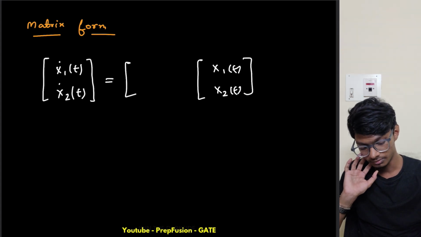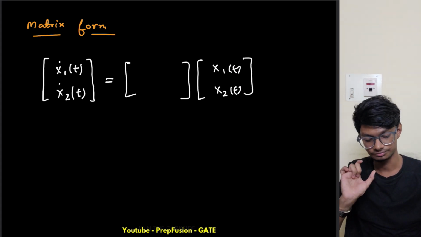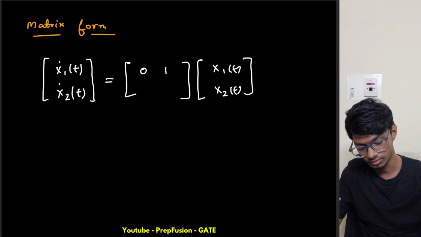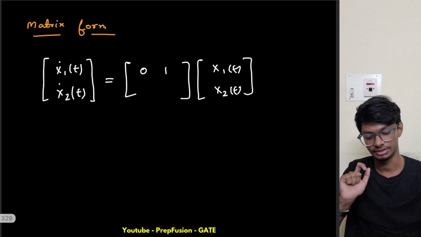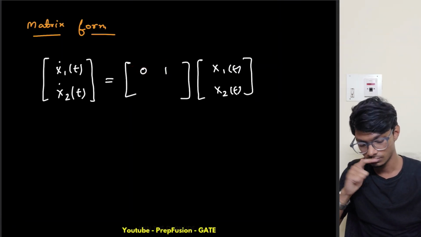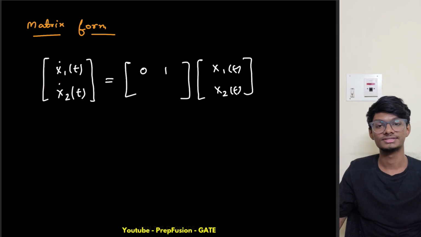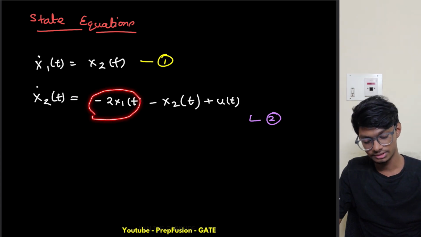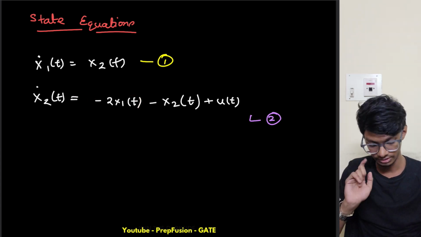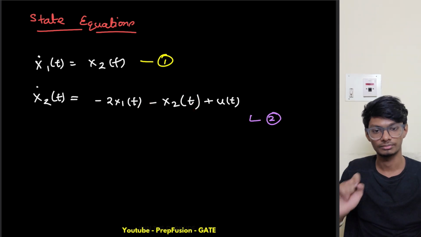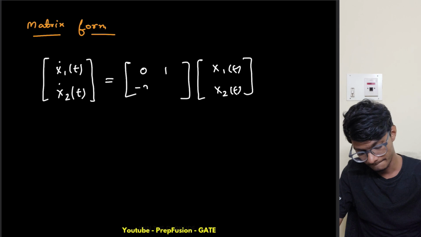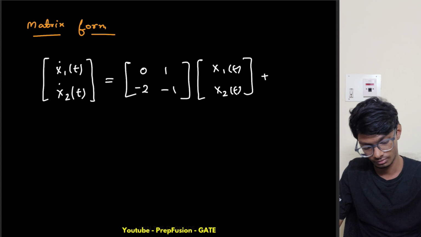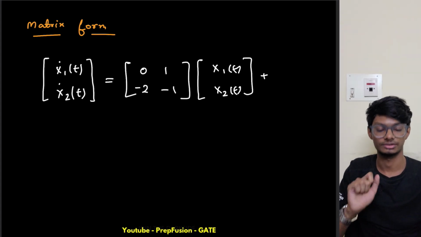So what do I multiply to only get a function of x2 and x1? The coefficient of x1 will be 0, and this will be 1, because it is equal to x2 itself. So this will be 0 and 1. Now this x2 dot, how is it related with x1 and x2? What I see is x1 is multiplied with -2, and x2 is multiplied with -1. So -2 and -1. Okay, this is the relation between x1 and x2.